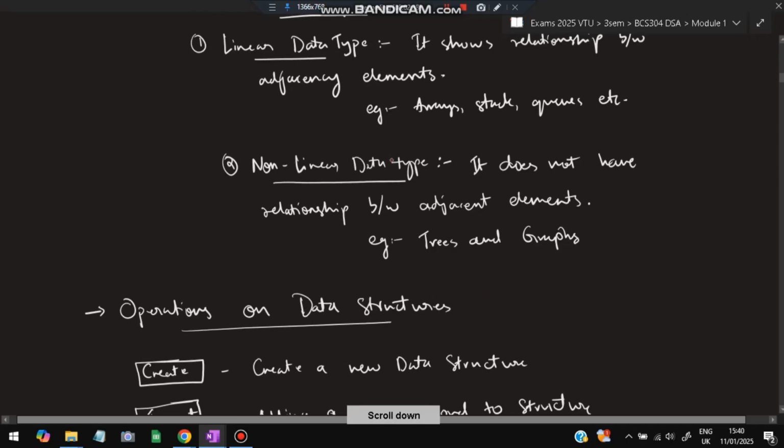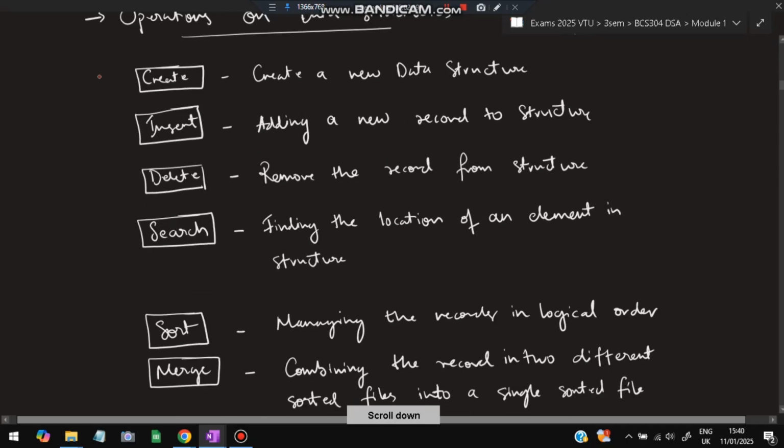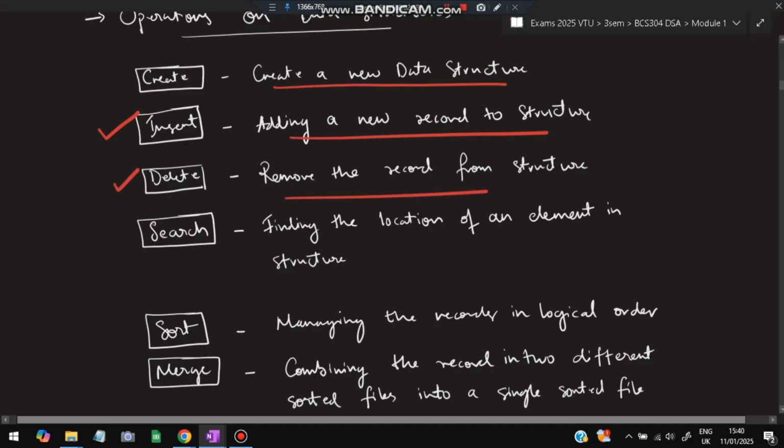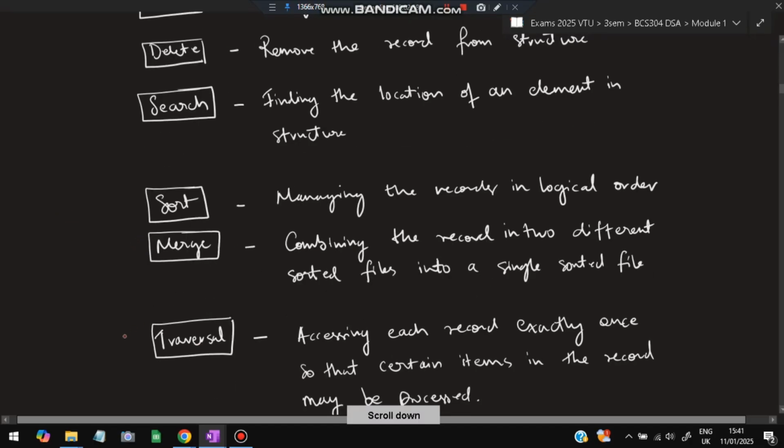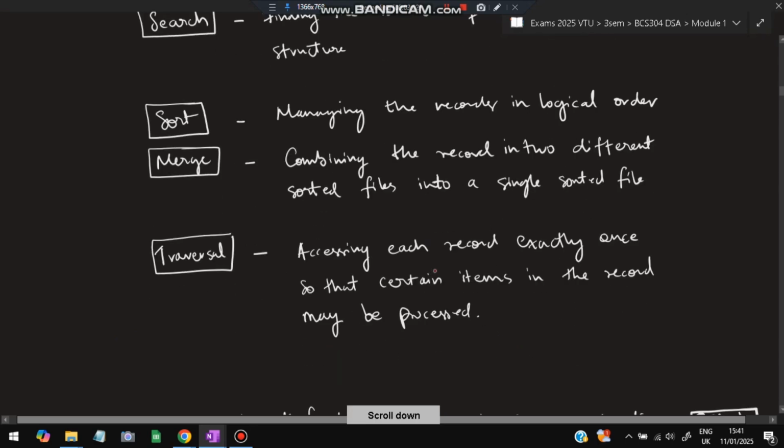The third question was operations on data structure. So these are the following operations, easily you can write. Create means create a new data structure. Insert means inserting a new record into the existing structure. Delete means deleting the records, search means searching the records in the given structure. And sort means arranging in a particular order, like increasing or decreasing order. Merge means joining two, that is called merge. Traversal means going through all the elements, accessing all the elements one by one.